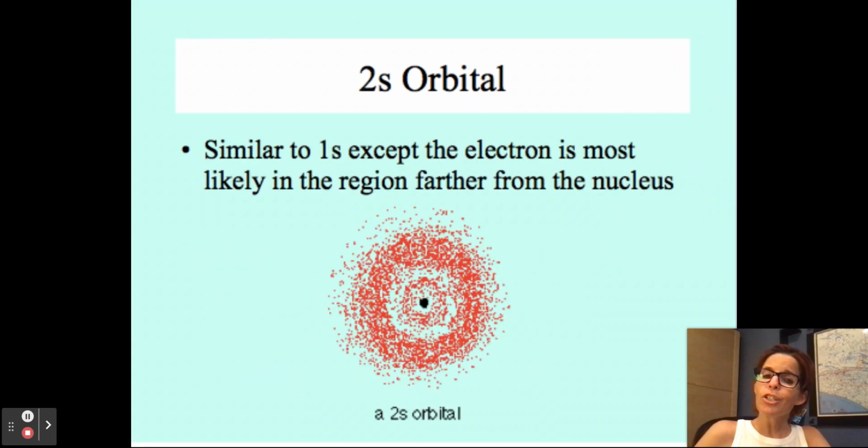Okay, so now the 2s orbital is really similar, but it's a level out. So it's further out, and it says it's similar to the 1s, except the electron is most likely in the region farther from the nucleus. So it's most likely in this dense region out here, but could it be right there, or could it be here, or could it be across the universe?